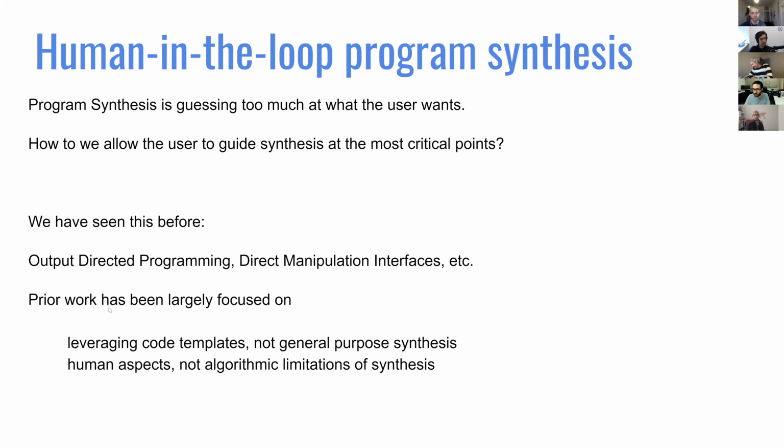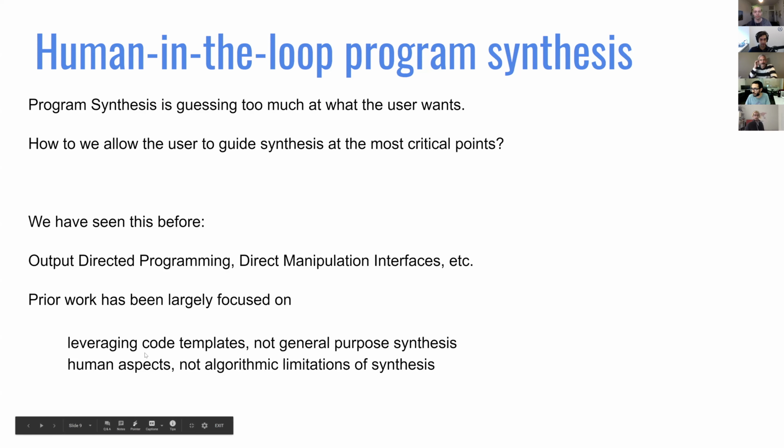The one point I want to make is that prior work has largely been focused on leveraging these code templates and not general purpose synthesis, and looking at the human aspects of human-in-the-loop program synthesis, and not how human-in-the-loop program synthesis actually has an impact on the algorithmic limitations of synthesis. Now, all of this is probably a good thing. We want to be focusing on how users actually use our tools, but there's two sides of the same coin in a way. We can not only benefit the users, but we can actually hopefully gain some insights into how to best structure synthesis by involving our users. So I really like to see this in both directions.